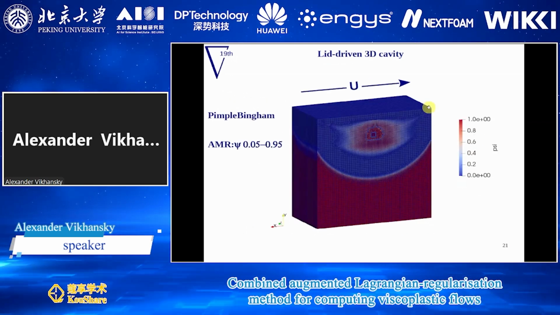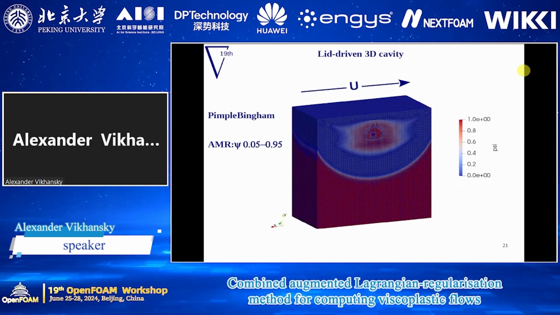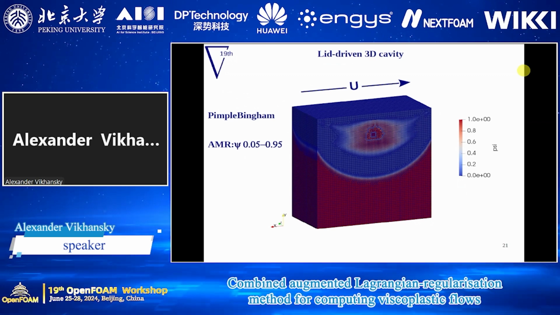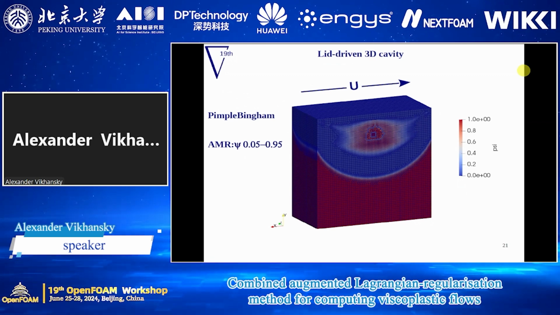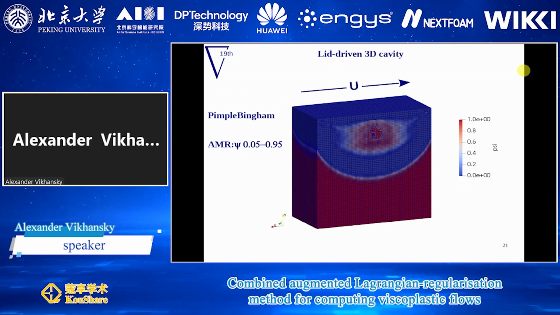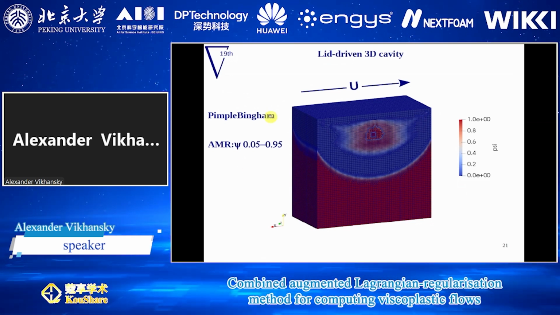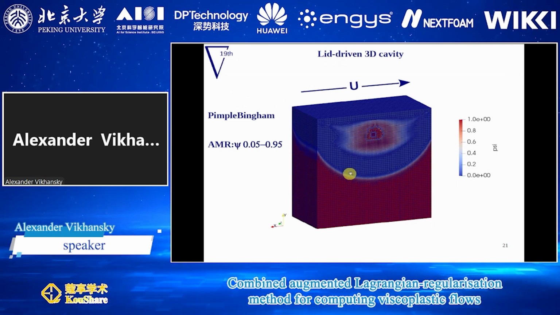Now, as I said, the standard augmented Lagrangian is quite slow, and it's very difficult to get a 3D result with this method. So, here I am calculating the same 3D cavity. It's only half of it, so this is the central plane.